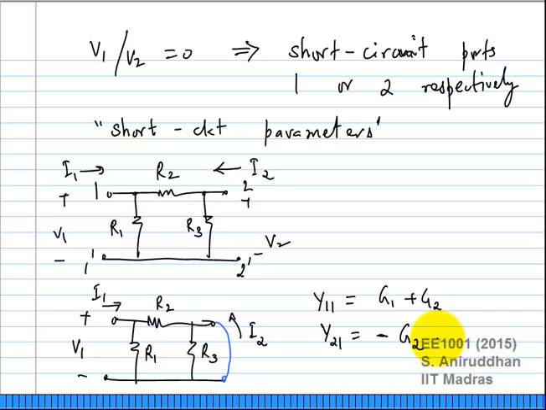I am applying a voltage V1 here. The current flowing through R2, in that direction, is G2 times V2. In the opposite direction, it is minus G2 times V2, and therefore Y21 is nothing but minus G2.